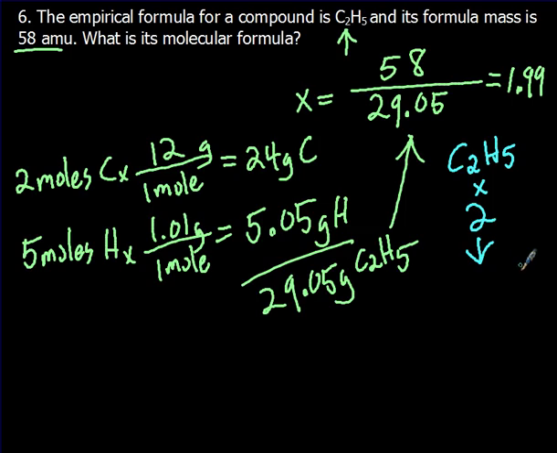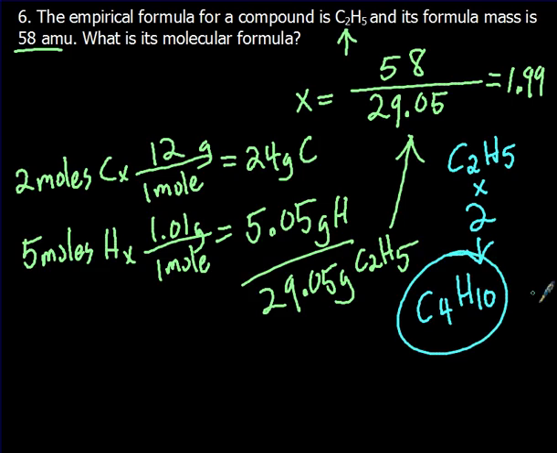What that will give you is 2 times 2 is just 4. 2 times 5 is 10. This is your molecular formula right there: C4H10.